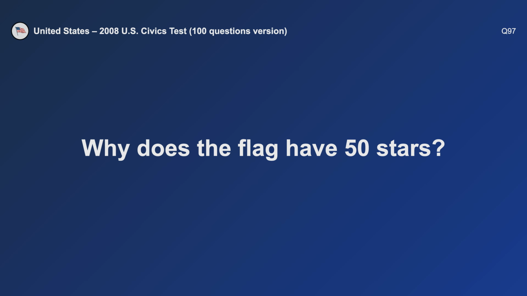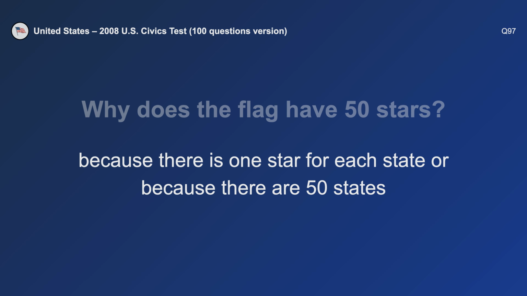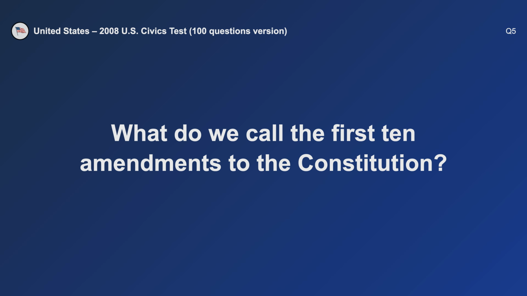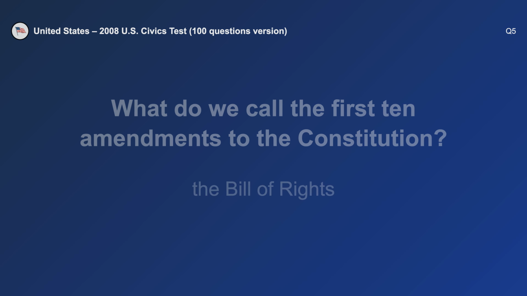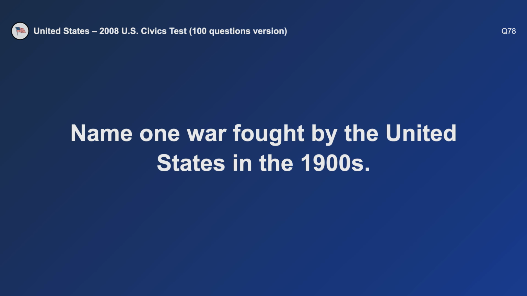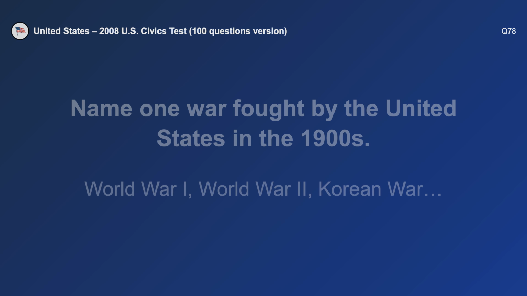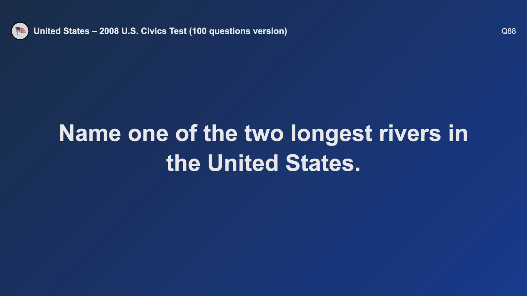Why does the flag have 50 stars? Because there are 50 states. What do we call the first 10 amendments to the Constitution? The Bill of Rights. Name one war fought by the United States in the 1900s. World War II. Name one of the 2 longest rivers in the United States.